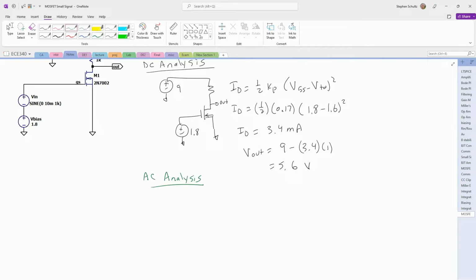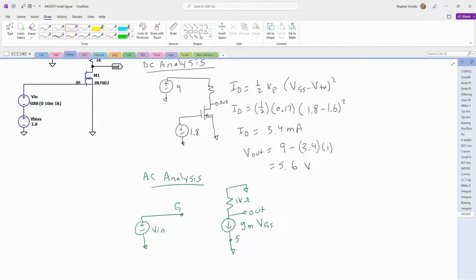In the AC analysis, we are going to turn off our DC voltage sources and only have our AC voltage source. This is going to be my V in, and this is going to be my gate. And then my transistor is going to be a current source, so it's going to have a value of GM times VGS. This right here is my source, which we're going to ground. And then this is my resistor. And then on the top, it's going to become ground.